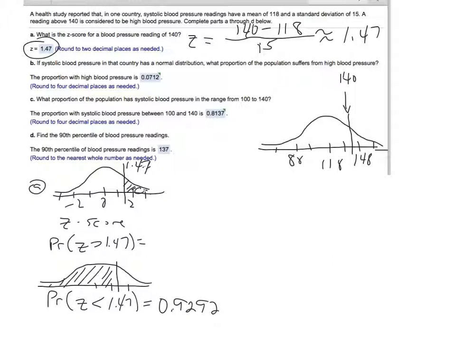So the probability that Z is greater than 1.47 is just the complement of this. So in other words, it's 1 minus this area, 1 minus 0.9292, which is 0.0708. So this would be an okay answer for part A.